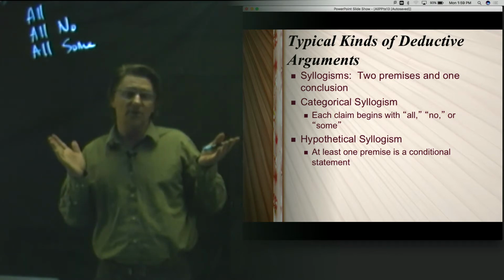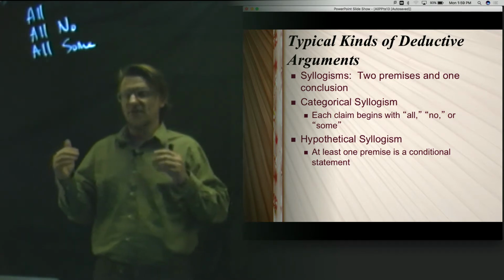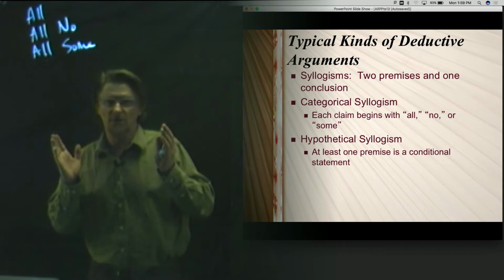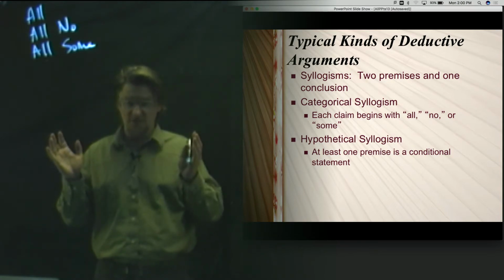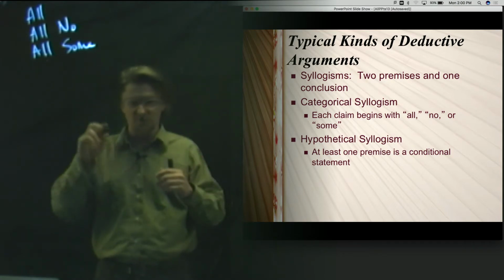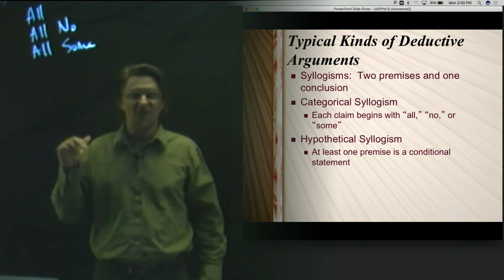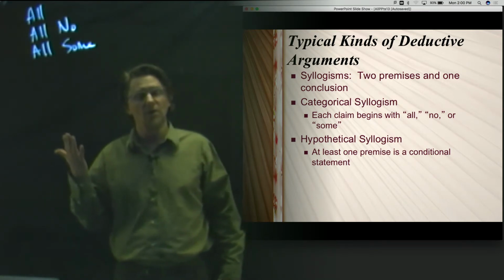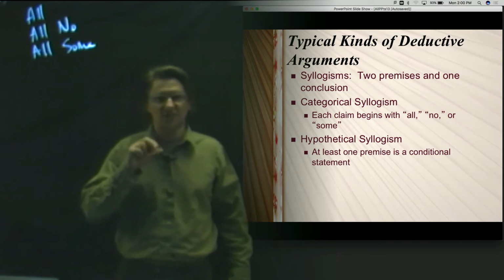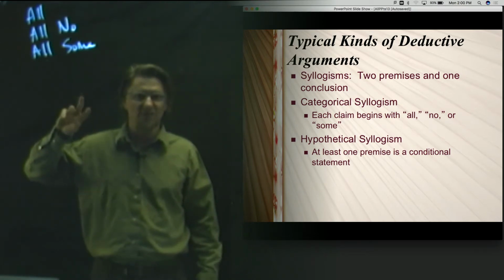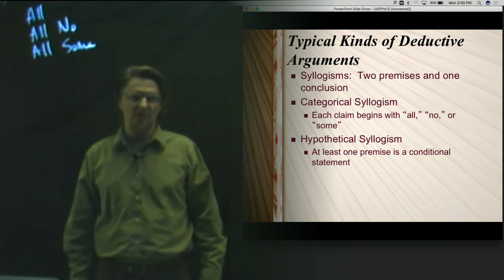Now, we'll remember, as we learned in 1.2, that if we're simply looking at a single conditional statement and nothing else, no two premises and conclusion, but just a single conditional statement, in fact, we're not looking at an argument at all. So what makes something a hypothetical syllogism is the fact that we have two premises, and at least one of which is, again, an if-then statement.